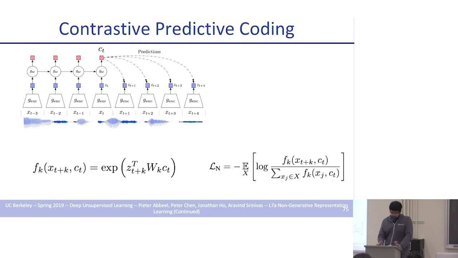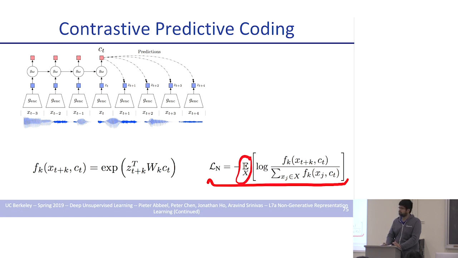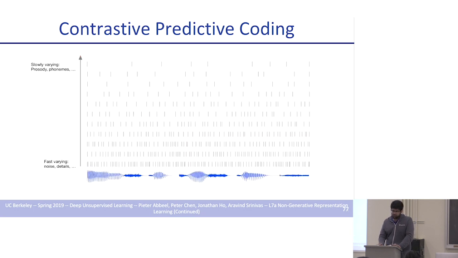Cool. So this is the loss function. Same thing you saw as word2vec. Log probabilities of softmax and expectation is over all possible data points. And why does this make sense? Most of these pictures are taken from Alex Graves' tutorial at NeurIPS last year. He presented CPC there, and I really like this figure.